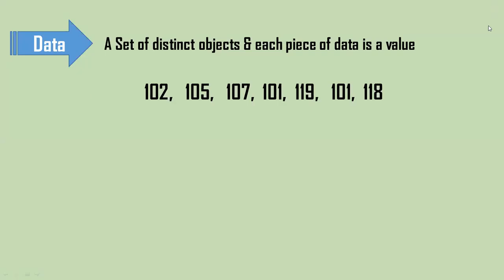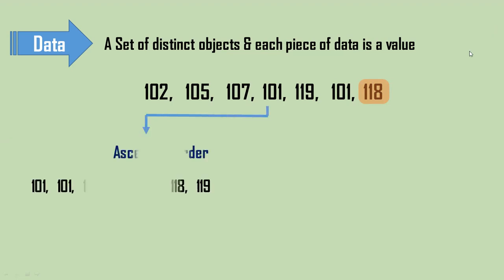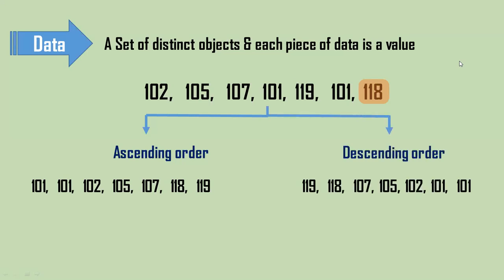A set of distinct objects is called the data set, while each piece of this data is called a value. For example, in the given data, 118 is a value. We can arrange this data into ascending order from the smallest value to the largest value, and we can also arrange it in descending order from the largest value to the smallest value.